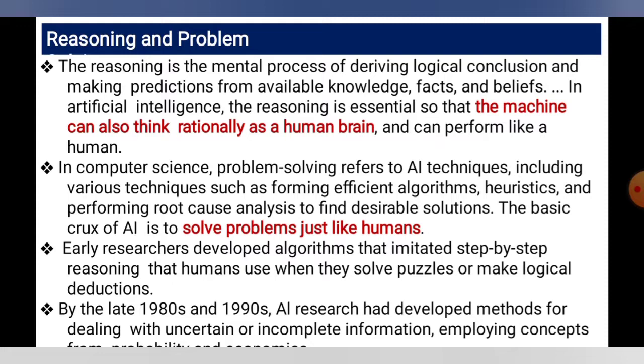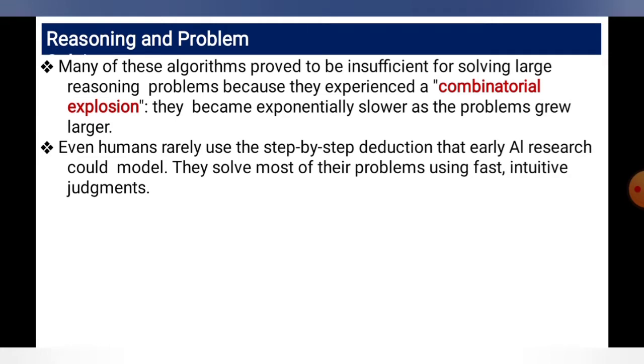In computer science, problem solving refers to AI techniques, including various techniques such as forming efficient algorithms, heuristics and performing root cause analysis to find a desirable solution. The basic crux of AI is to solve problems just like humans. Early researchers developed algorithms that imitate the step-by-step reasoning that humans use when they solve puzzles or make logical deductions. By the 1980s, AI research had developed with various common problems and uncertain things to get at reasoning and problems.